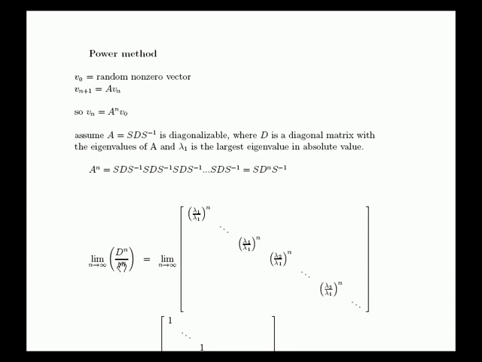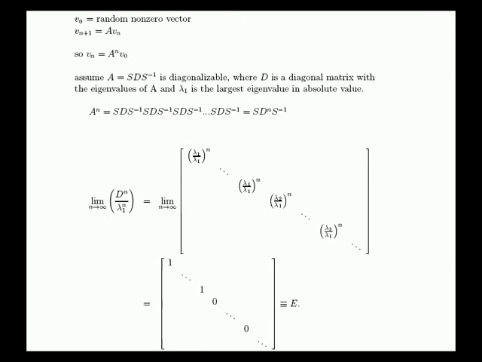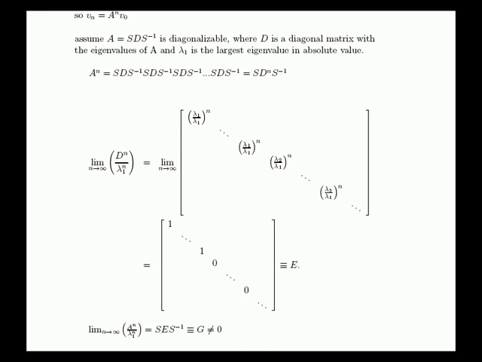Now we look at D to the nth power. Remember, D is a diagonal matrix, so it's easy to take nth powers of D. For a general matrix A, it's hard to find the nth power, but the nth power of D is easy. You just take the nth power of all the diagonal elements. And then we divide by the largest eigenvalue to the nth power, and what do you get?